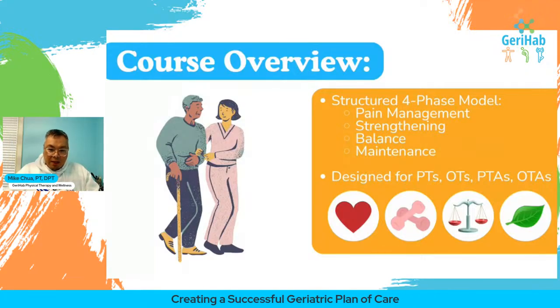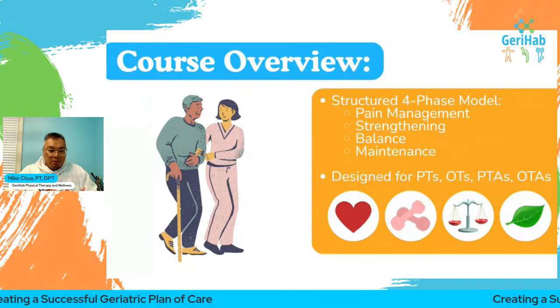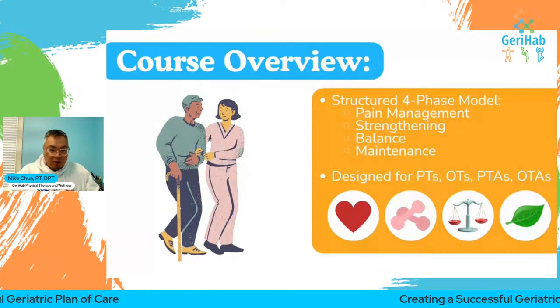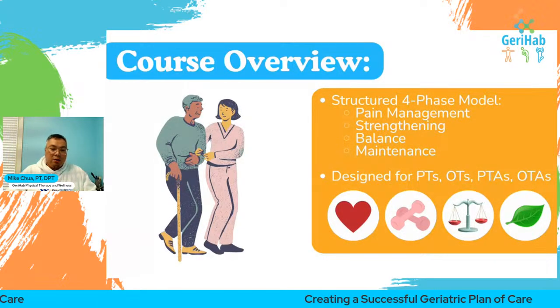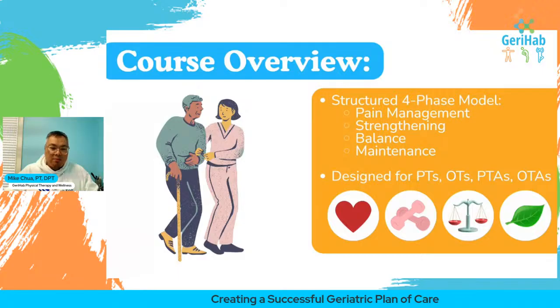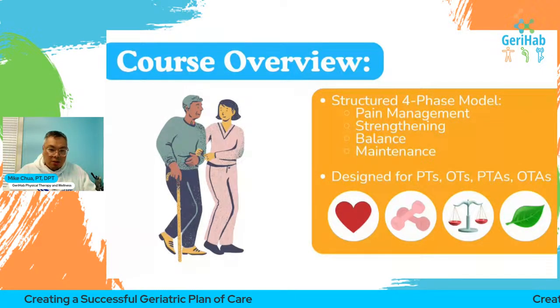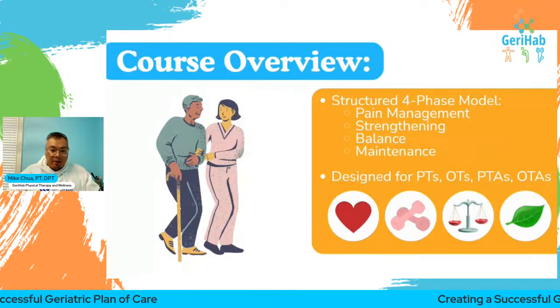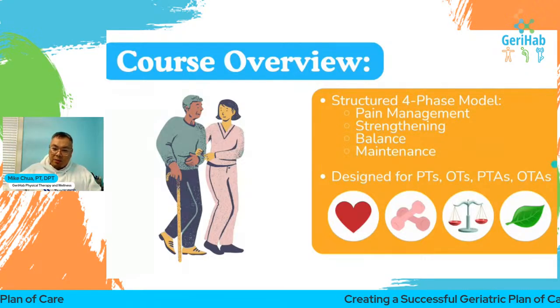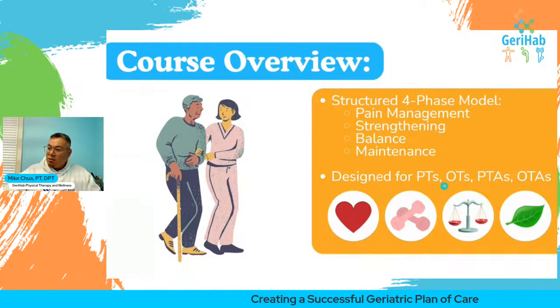First is the pain management phase. Second is the strengthening phase, third is the balance phase, and of course, fourth is the maintenance program phase. So you can combine the pain management, the strengthening, and balance phases, and then of course you discharge that case and then create it under a maintenance program. This is obviously for PTs, OTs, PTAs, and OTAs.